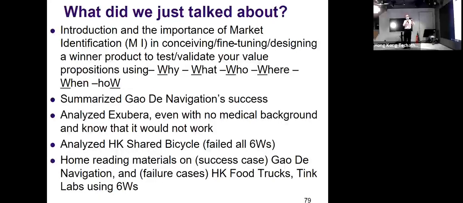What we talked about today: we introduced the importance of market identification, conceiving, fine-tuning, and designing of the business model, using the 6W approach to validate the value proposition. Basically, your value proposition is your market pain, the niche that you want to address. We summarized the success of Techathon, analyzed extreme barriers even though we have no medical or biology background, and analyzed the bicycle company. It's interesting that a company can fail on all six levels.